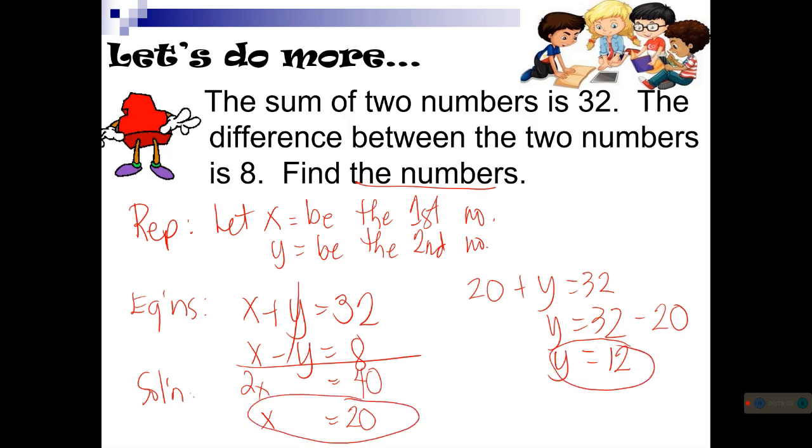So from the problem, the sum of two numbers is 32. So 20 plus 12 is 32, which is correct. The difference between the two numbers is 8. So 20 minus 12 is 8, which is also correct. So we have x is 20, y is 12. Okay, question? Okay, so let's have another one.